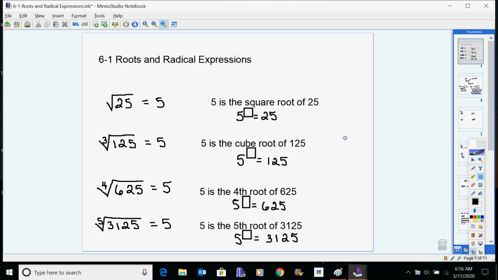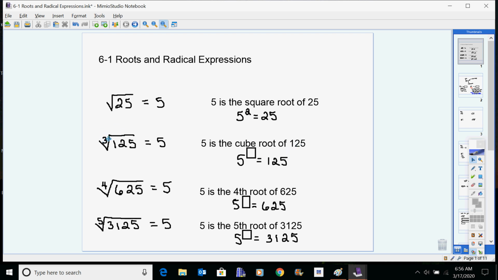We're going to start today looking a little bit more into roots and radical expressions. You are familiar with square roots. The square root of 25 is 5, nothing different for you guys. Knowing that 5 is the square root of 25 comes from the idea that 5 squared equals 25, and that is where we jump off today.